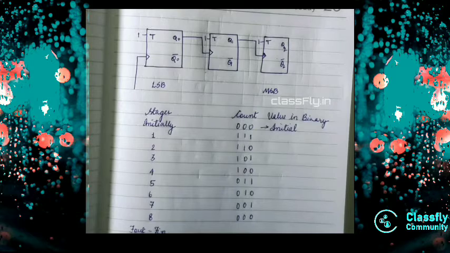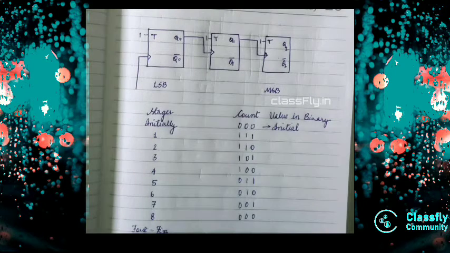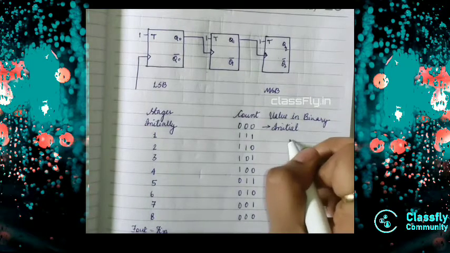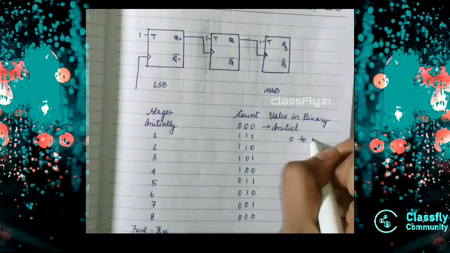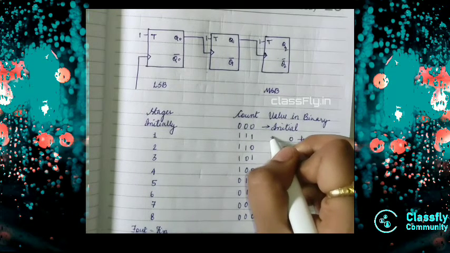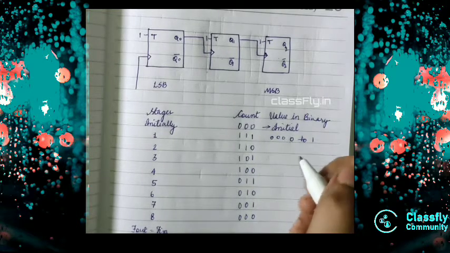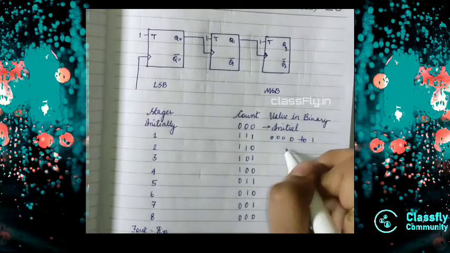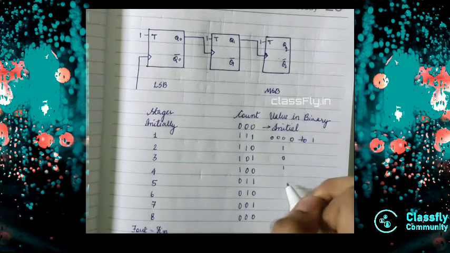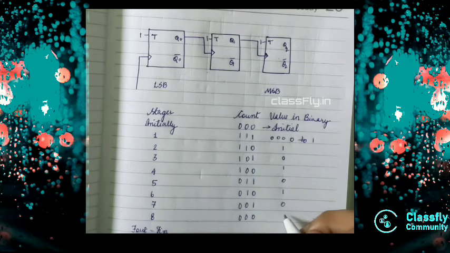So here the only change is that the clock is positively triggered. So here the changes will be from 0 to 1. So let's again do the table. So 0 0 0 is the first initial state. So first write the first column: 0 1 0 1 0 1 0 1 0.